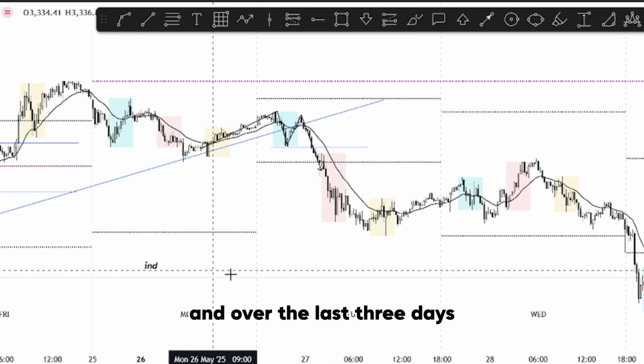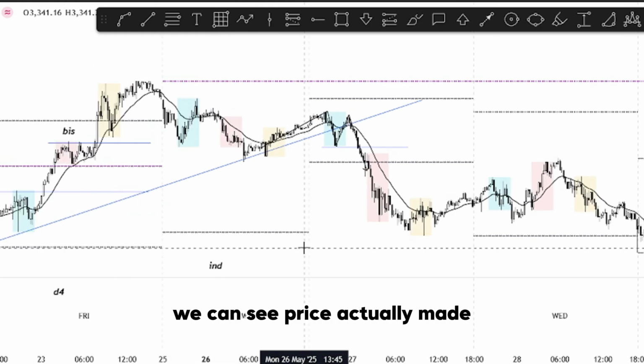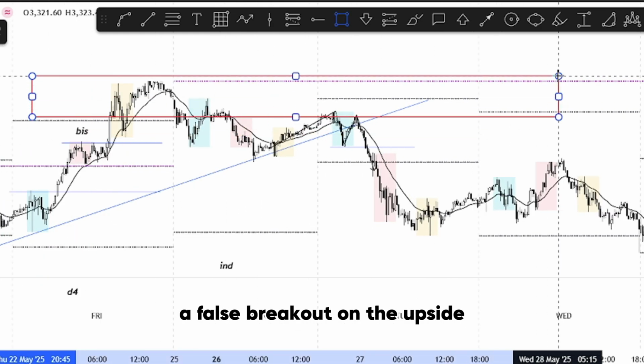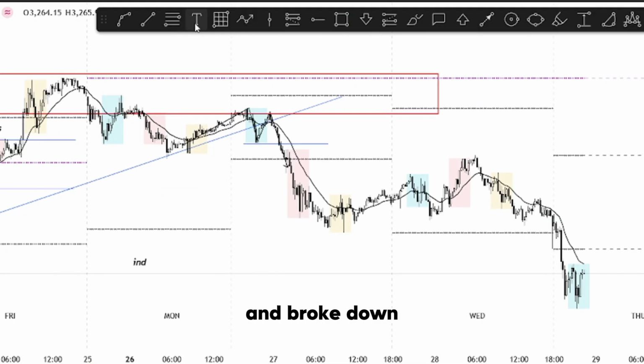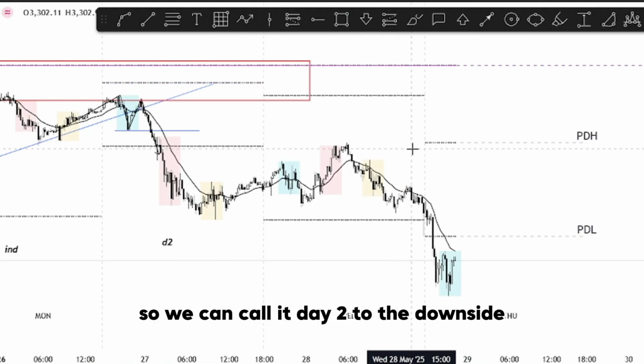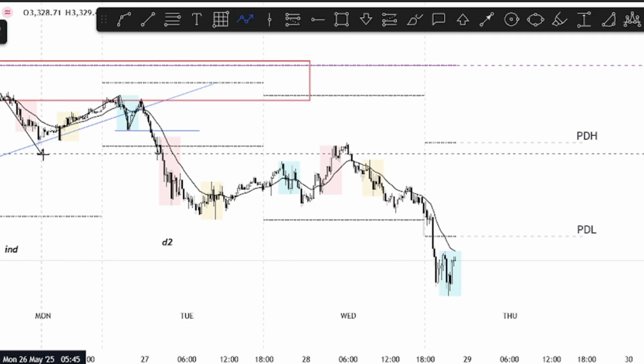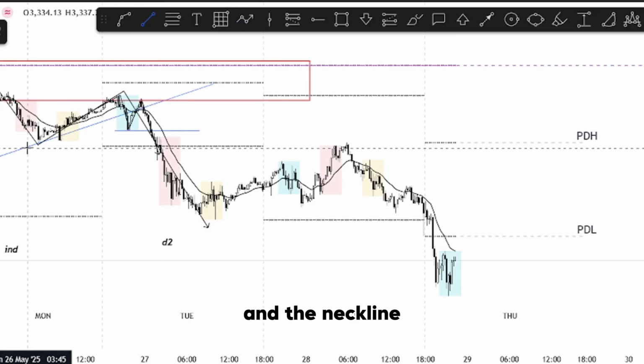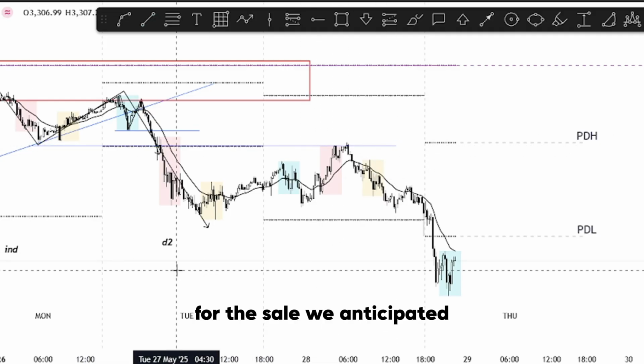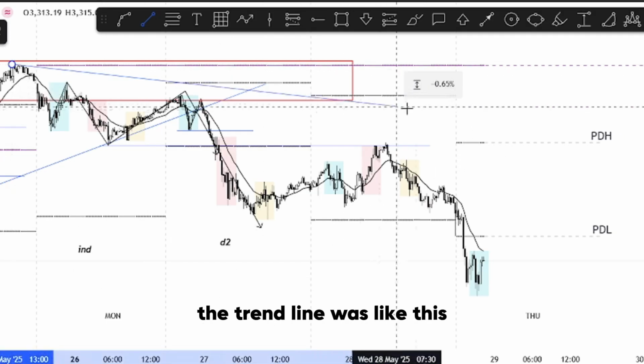And over the last 3 days, we can see price actually made a false breakout on the upside and broke down, so we can call it day 2 to the downside. We can also mark the M structure and the neckline. For the sell, we anticipated the trend line was like this.